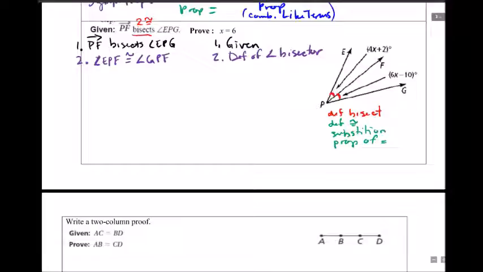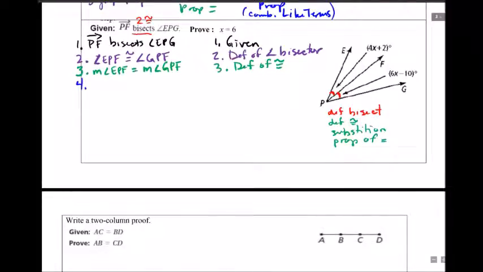All right, our next step. Well, that's not going to let me put my numbers in. So my next step needs to be that the measure of angle EPF is equal to the measure of angle GPF. And what lets me do that? That's just the definition of congruence. Congruence means equal. Congruent angles have equal measure. So that has let me write that.